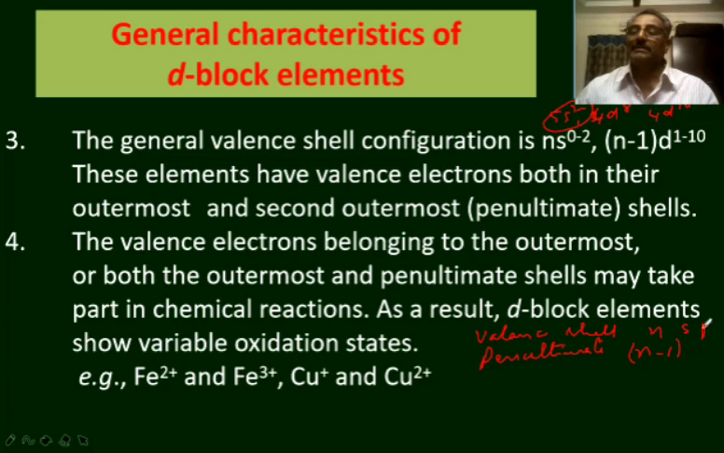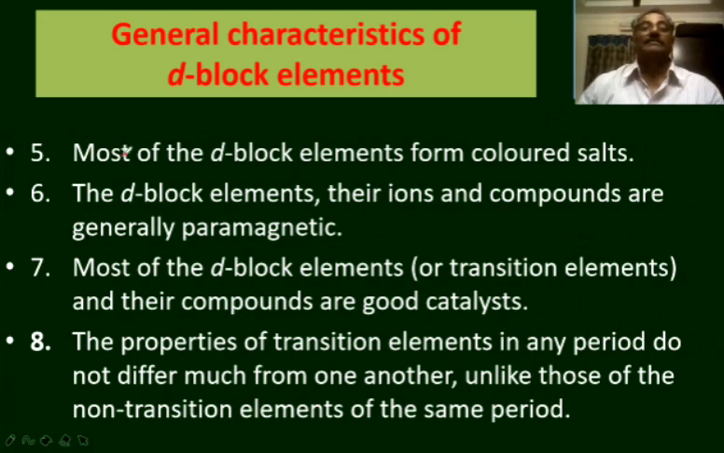The s and p orbitals of valence shell and d orbitals of penultimate shell can also participate in the chemical reactions in the d block elements. Because of that, these elements usually exhibit variable oxidation states. For example, iron exhibits two oxidation states, +2 and +3. Copper exhibits two oxidation states, +1 and +2. Next, most of the d block elements form colored compounds.